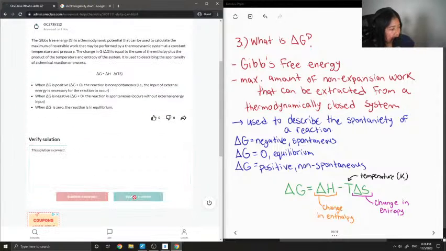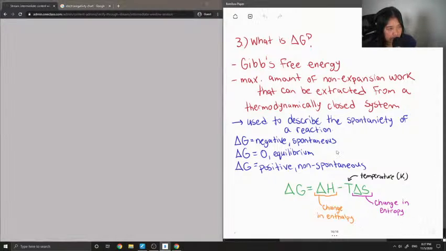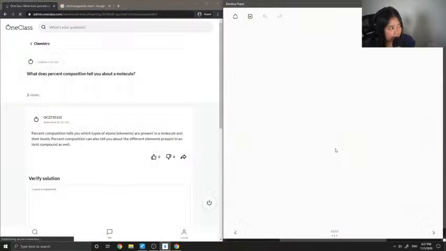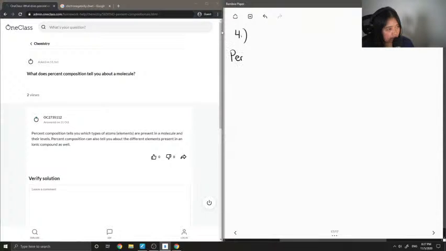Okay, so now let's move on to question number 4. What does percent composition tell you about a molecule? Well, I'll write down the definition of percent composition.